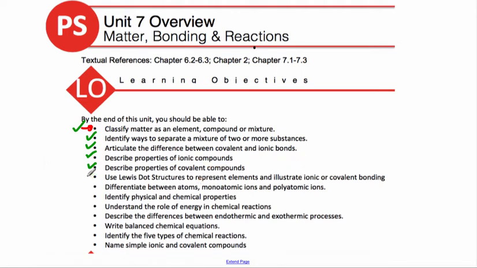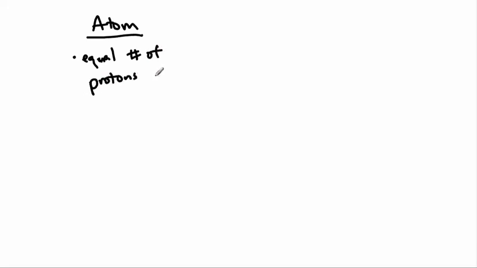Okay. This next bit on Lewis dot structures, we've already assessed, so I'm going to skip over that for this evening because it's not really our focus for the test that's coming up. Next, though, is a big one. Differentiate between atoms, monoatomic ions, and polyatomic ions. So, key thing to remember here: an atom is something that's going to have equal numbers of protons and electrons. Okay? An atom has equal numbers of protons and electrons.